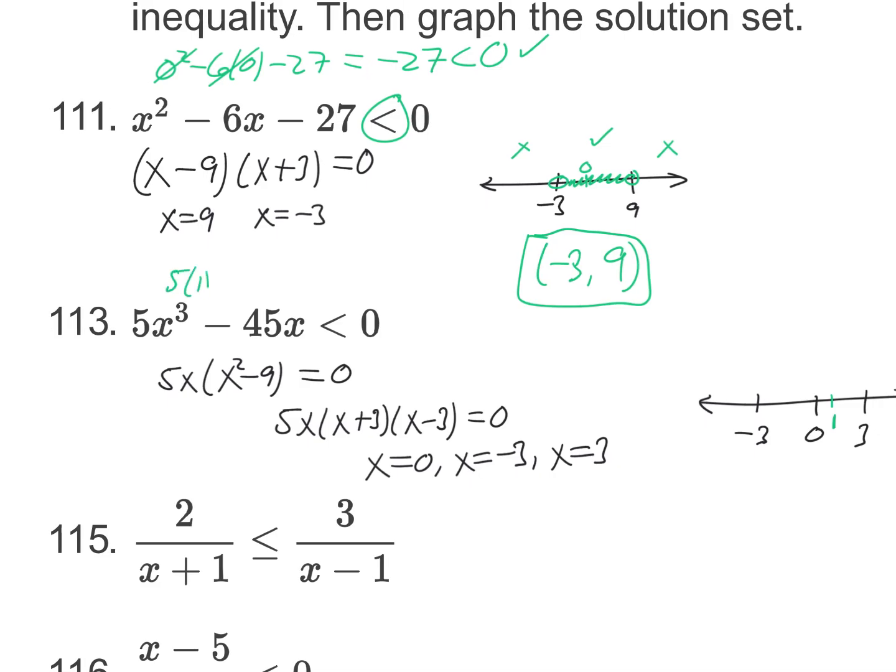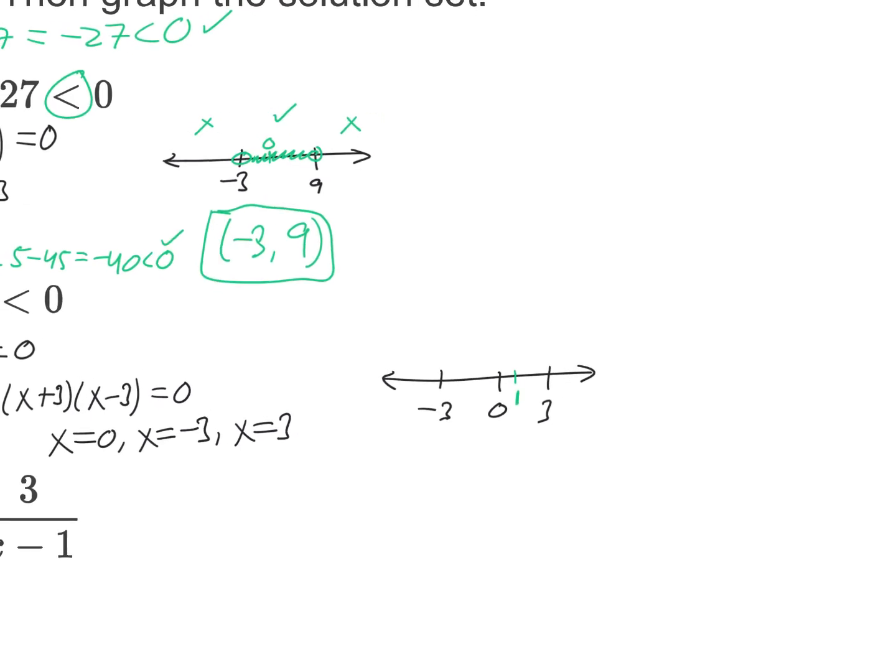So I get 5 times 1 to the third minus 45 times 1, right? So this is going to get me 5 minus 45, which is a negative 40 less than 0, and that is true. All right, so then this interval works. The ones right next to it don't, and then this last one does, right? Remember, these 3 points are going to split it up into 4 parts. And so I'm going to shade everywhere that I have a check.